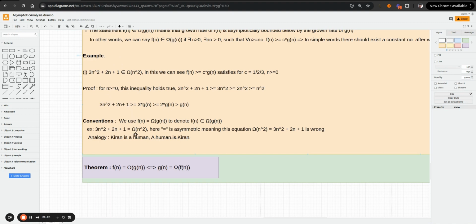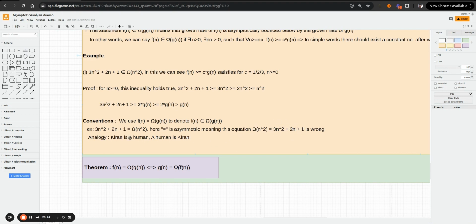Here, this is just a convention. The equality here doesn't mean it is symmetric. The meaning is that f of n is equal to big omega of g of n, but the reverse expression is wrong. Big omega of n square is not equal to this function.